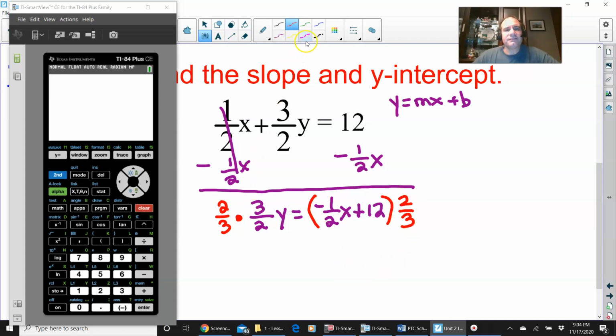Look what happens. Look how easy this is. The 2 cancels with the 2. The 3 cancels with the 3. You have y alone. That is so nice. All right, now the calculator, where does it come in? Well, take a look. I am going to put alpha x, and I'm going to put -1 over 2.